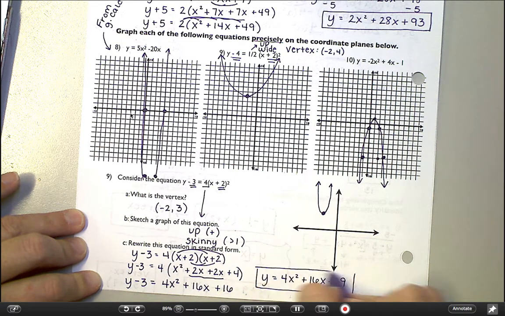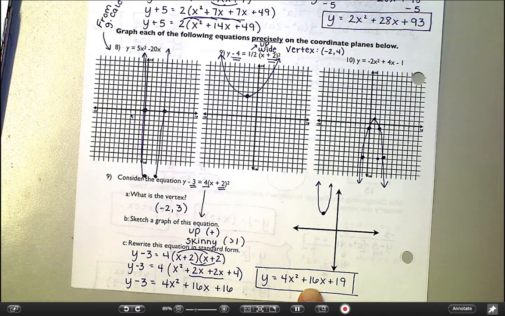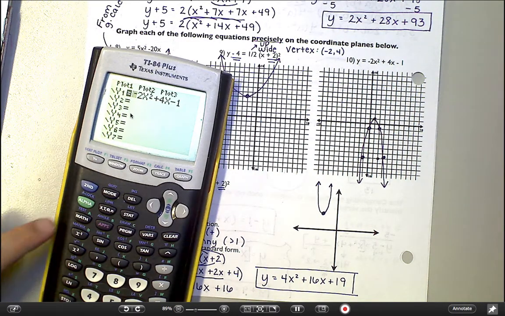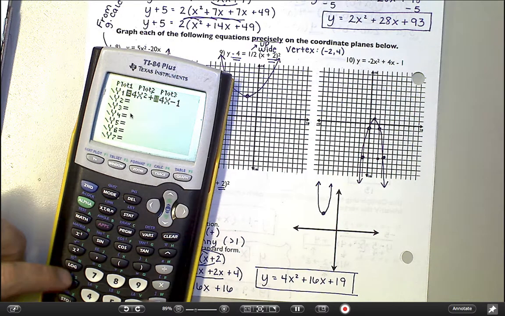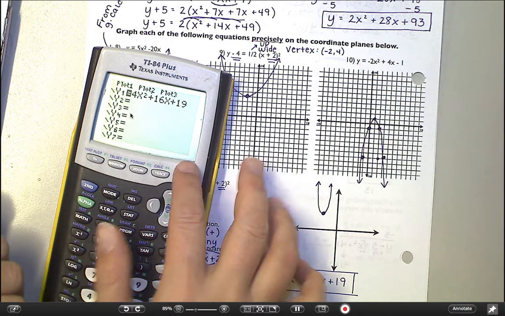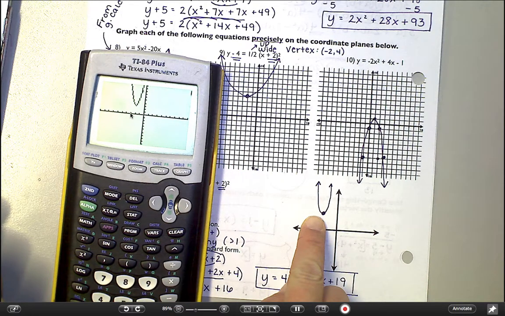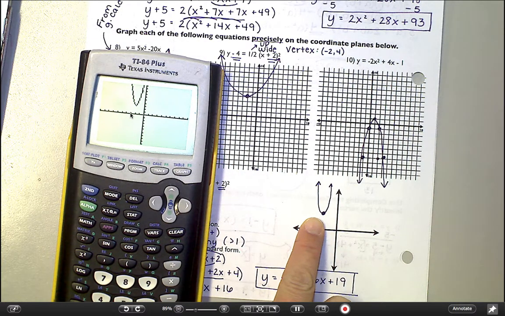And once again, I know what this should look like, so I can always go into my calculator and graph it. 4x squared plus 16x plus 19, and just see that it looks like what it's supposed to. And it does. I drew mine a little high, it looks like, but in general, it's in the same location and has the same attributes, so that's what you're looking for with a problem like this one.